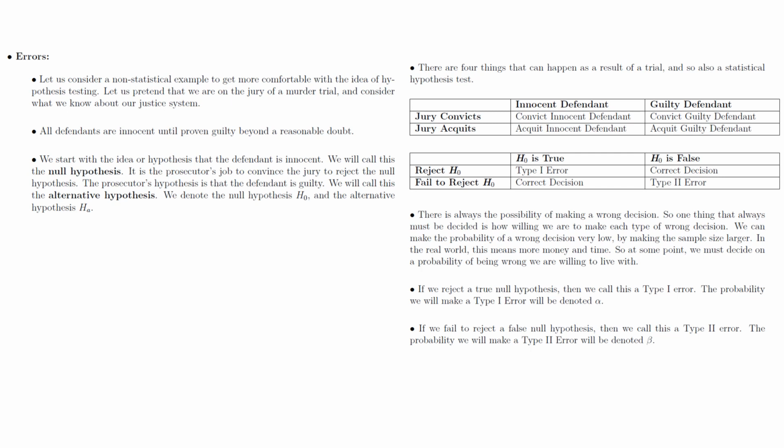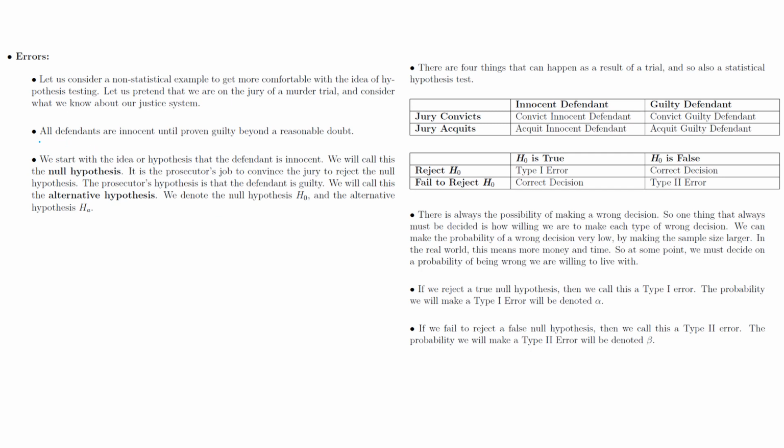And to help us understand what's happening with these errors, we're going to return to our analogy that conducting a hypothesis test is like putting a defendant on trial for some sort of crime. So we've used this analogy throughout as we try to gain understanding of what a hypothesis test is doing. But just a couple of things here.